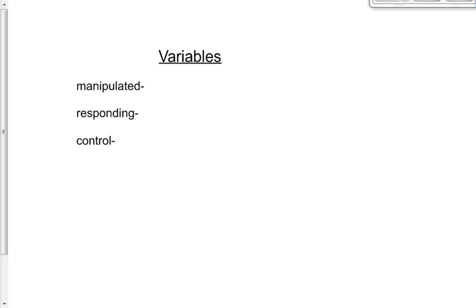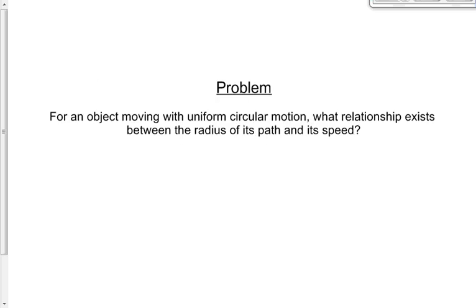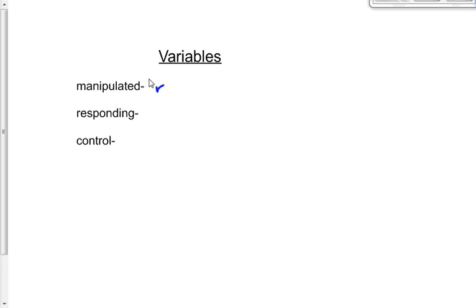We have three sets of variables here: the manipulated, the responding, and the control variables. What do you think the manipulated variable would be based on the problem? Yeah, the radius of the path. You're changing the radius of the path. What responds to that? What changes, or at least potentially changes, because the radius changes? The speed.